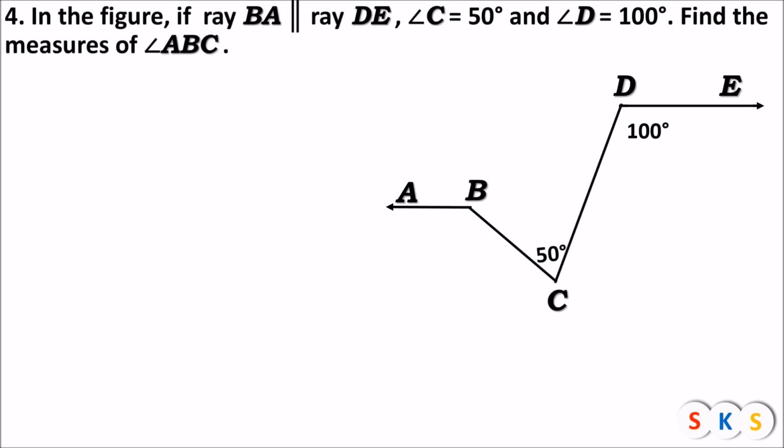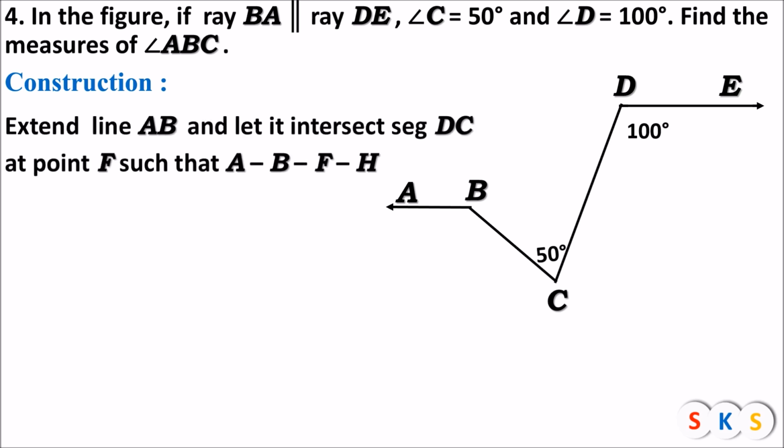Here we have the next question. In the figure, if ray BA is parallel to ray DE, angle C equals 50 degrees and angle D equals 100 degrees, find the measure of angle ABC. We will do a construction here. Let's see what the construction is.